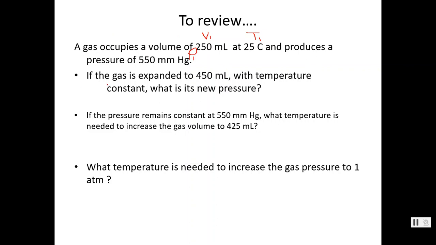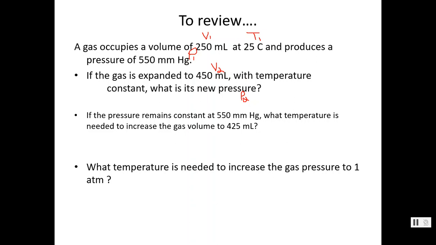For the first bullet, if the gas is expanded to 450 milliliters, so we now have a second volume, let's call it V2, with temperature constant, what is its new pressure? So we're looking for P2. I have P1, V1 with T constant. I have V2. I need to find P2.